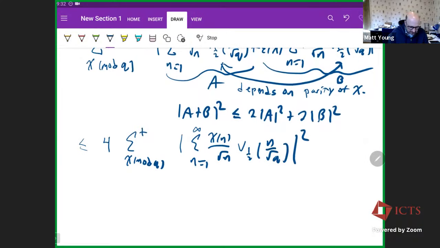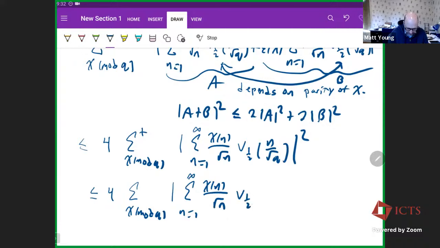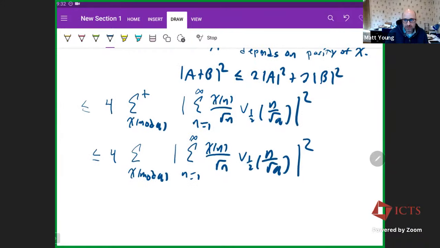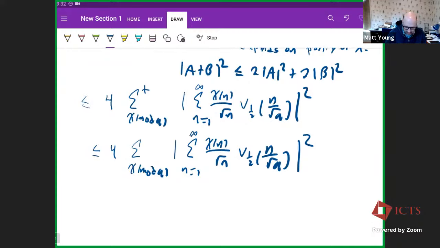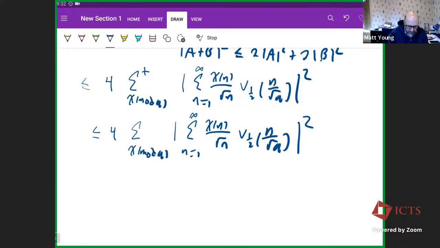Now, once I have this, I can then freely drop the condition that chi is primitive and even. Okay. So this is where, once you have an expression, by positivity you can overextend things. So, great.